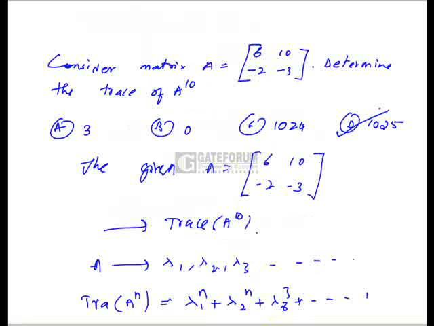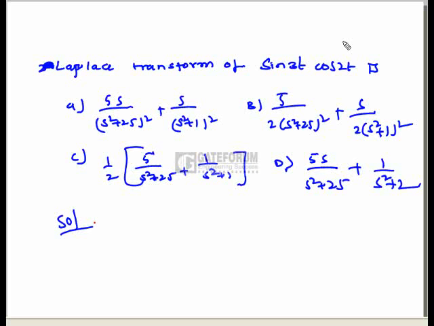Option D. Question: find out the Laplace transform of sine 3t cos 2t. Right, so here option A, option B, option C and option D are given. So here we have to find out the Laplace transform of sine 3t cos 2t.